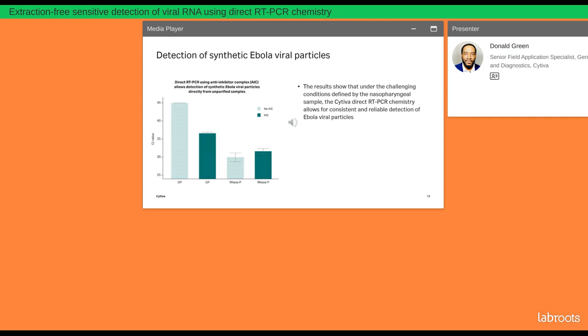One of the last experiments we did was really just to show that this doesn't just work with COVID-19, which is where the kit was really birthed out of, but it can be compatible with other viral particles. So we took a look at Ebola, and as similar as we did previously. We did a no AIC mix with an AIC mix, and you can see the results that even under challenging conditions really defined by nasopharyngeal sample, we can detect Ebola viral particles.